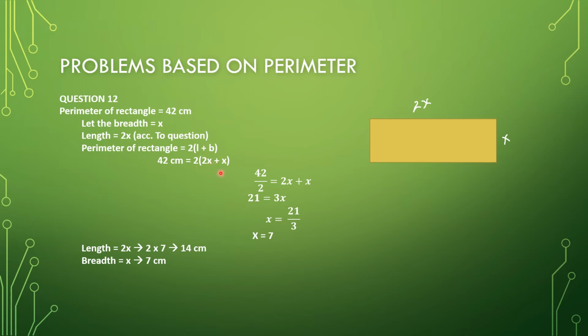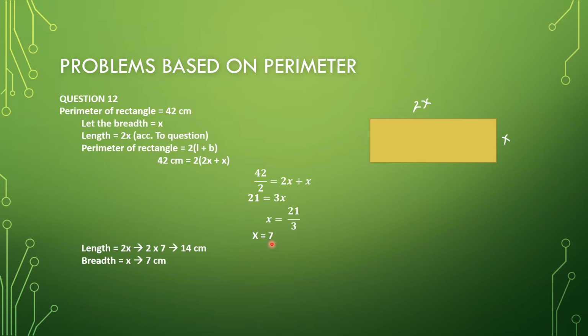From here, by solving with cross multiplication, the perimeter will be divided by the 2, and the sum of the dimensions, then again you have to divide by the 3 for finding the value of x. So when you have the value of x, in the question they are asking what is the length and the breadth.